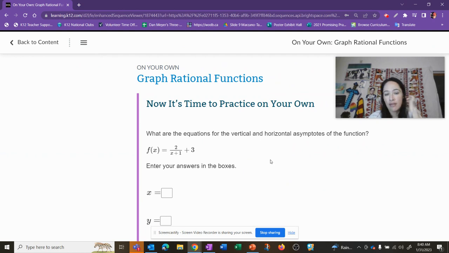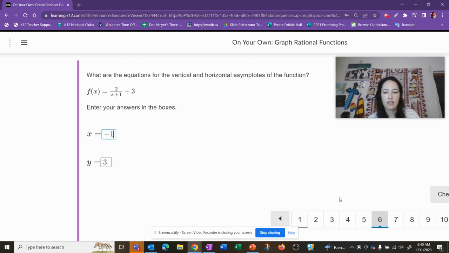Okay, really quickly, actually. This is a very quick skill. What are the vertical and horizontal asymptotes of the function? It's quick. This should be our y. It's not going to get there. y equals 3. When the denominator, just the denominator, x plus 1, equals 0, what value of x makes that equal to 0? -1, right? -1 plus 1 is 0, so -1. That's it. A good one.